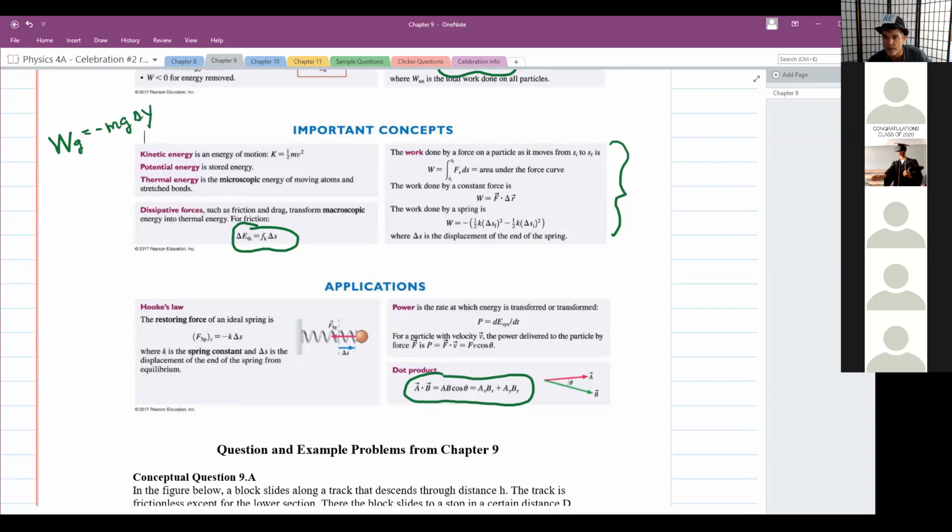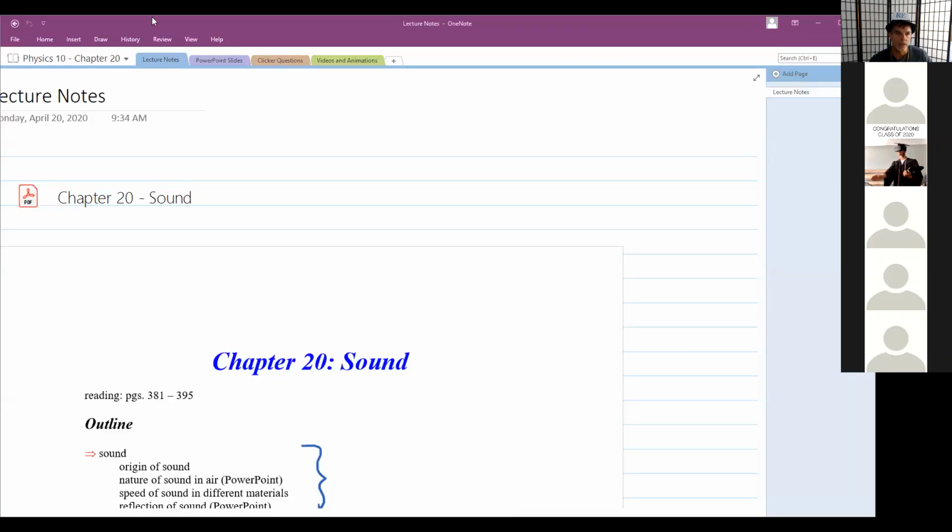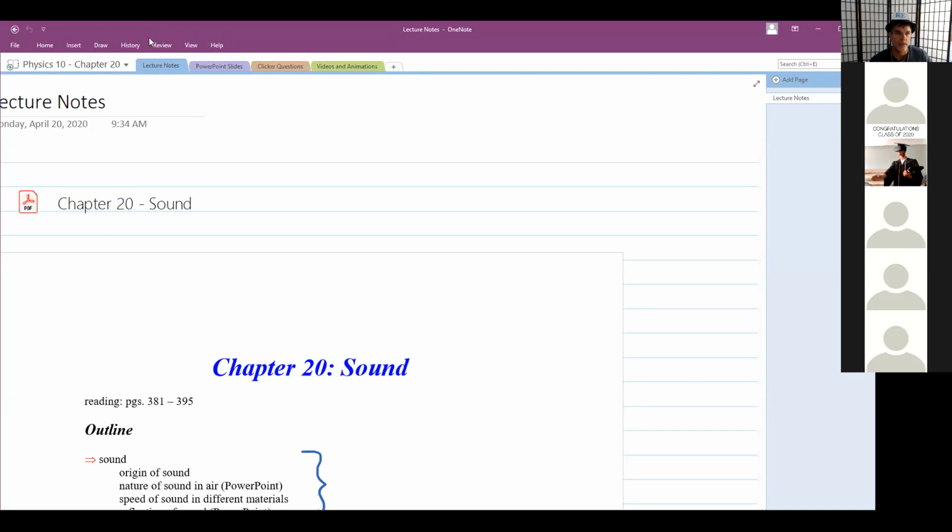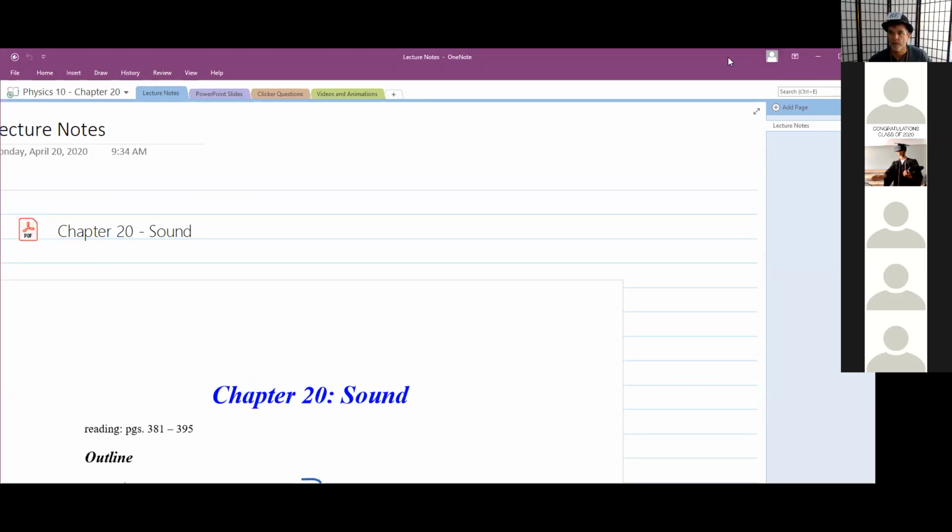Just for 1 second. Stop the share. I'm going to mute everybody. Start the share again. Okay. Oops, what happened there? Sorry, stop that. Share screen again.